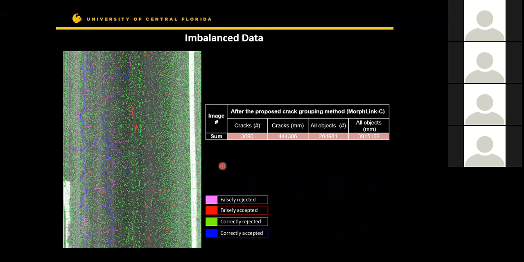The imbalanced data, which I emphasized several times, is visible even in the image. These are the results of image processing, and the noise that we have to deal with is many times larger in number than the number of cracks. I also have the quantification. As you can see, the number of cracks is here and the number of all objects is here, which is a huge difference, which means the data set is highly imbalanced.